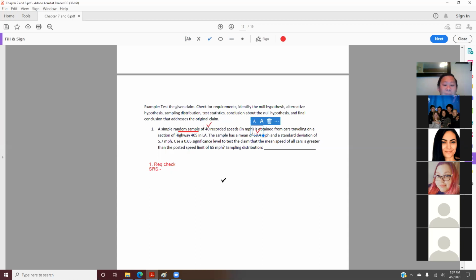The claim that the mean speed of all cars is greater than the posted speed limit of 65. Okay, good. So that is the claim statement, and I usually underline it. I really suggest for this coming finals, make sure you print out your test so you can do all these things on it. What about the 5 point? Yeah, standard deviation 5.7. Yes. Okay. And the significance level of 0.05. One more.